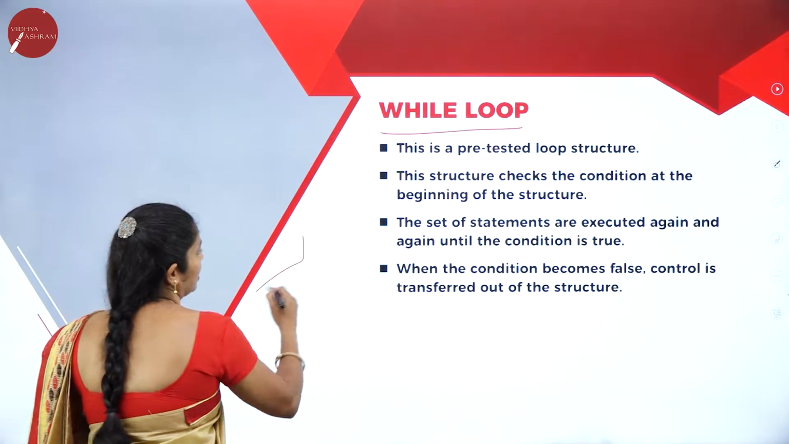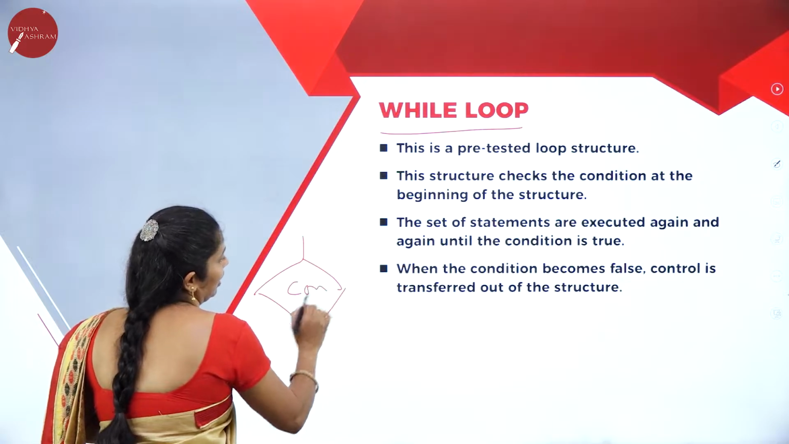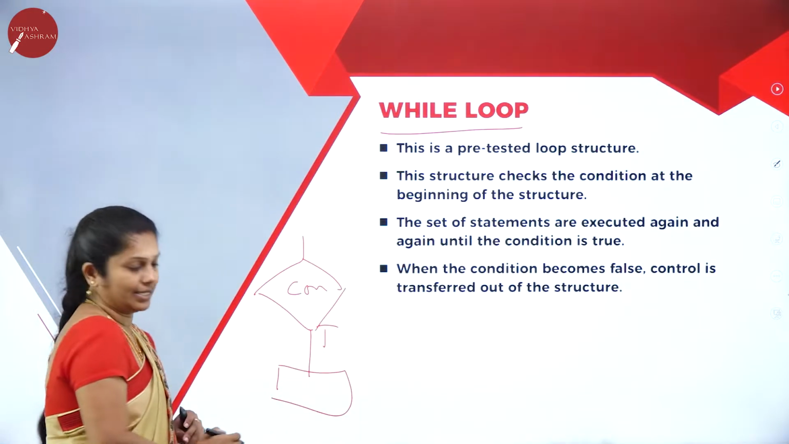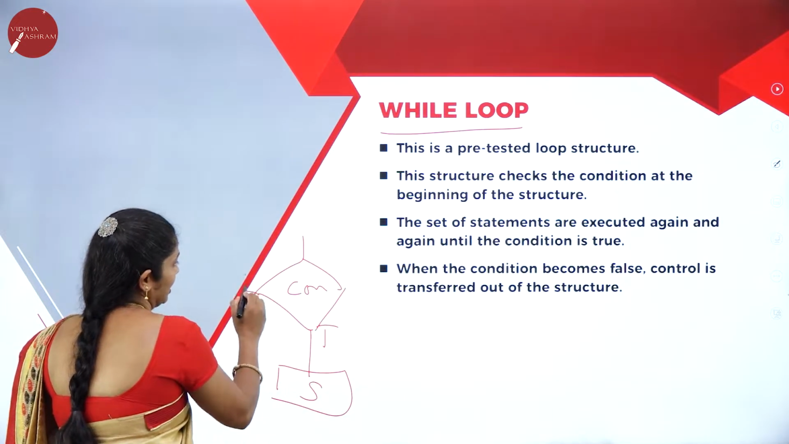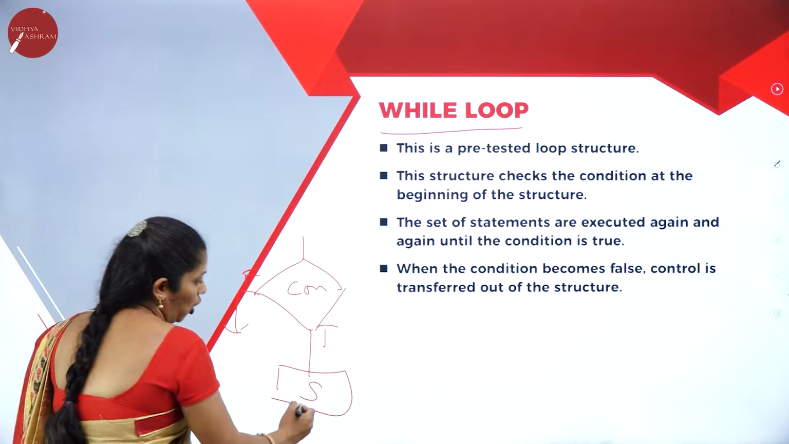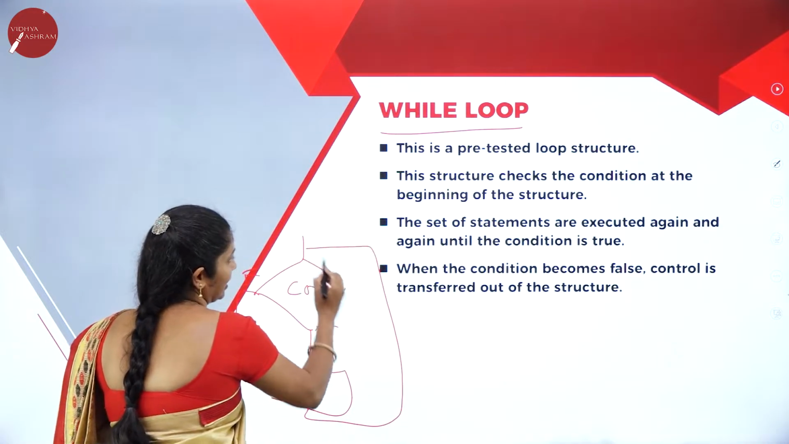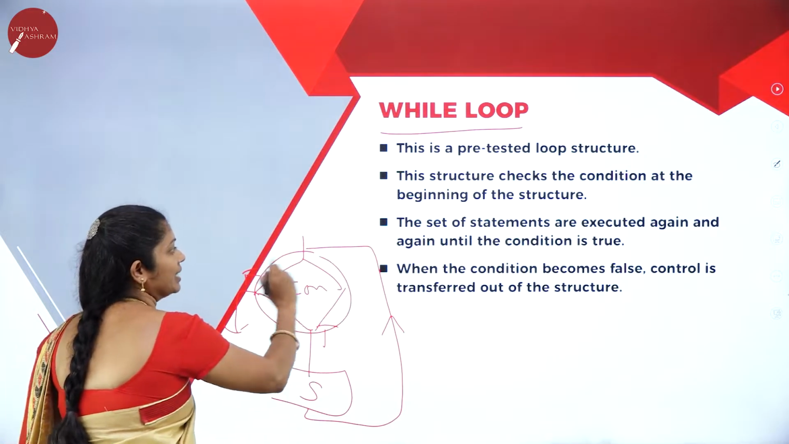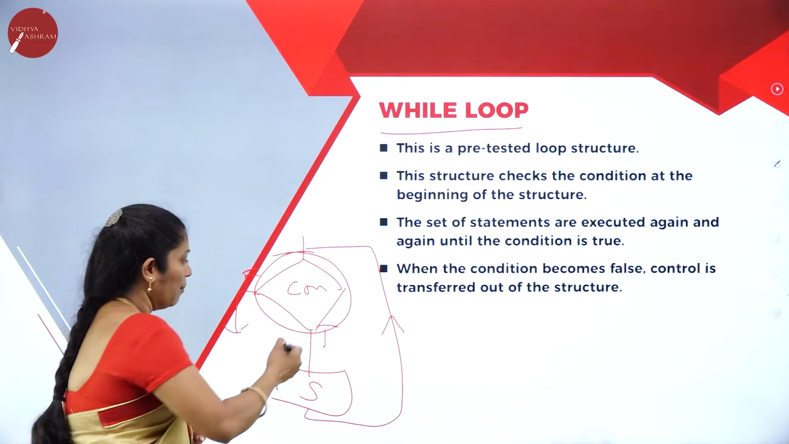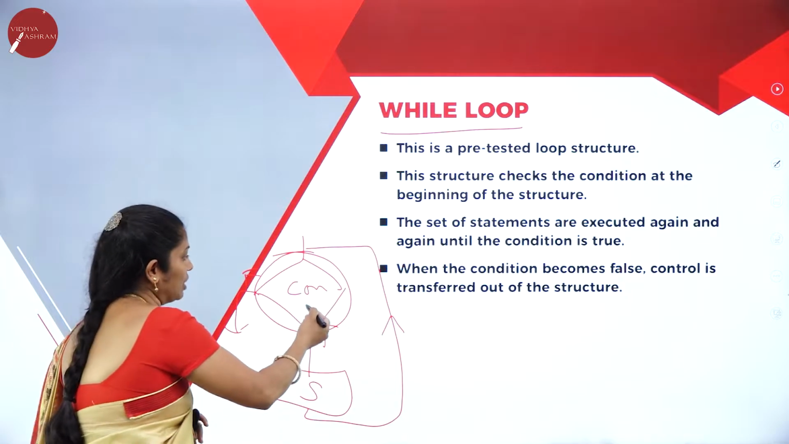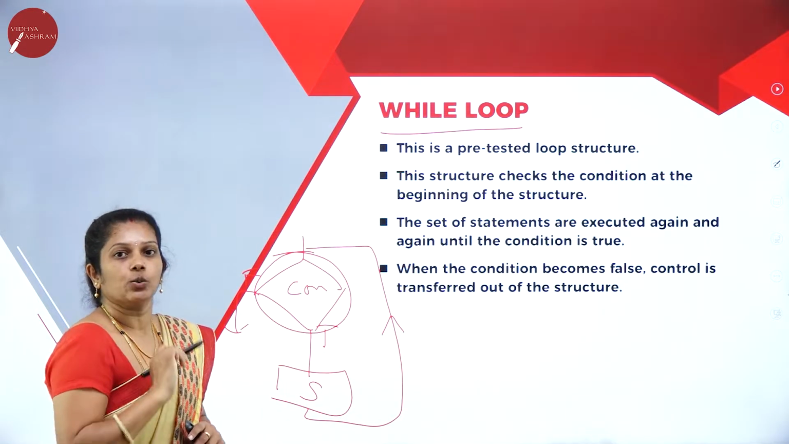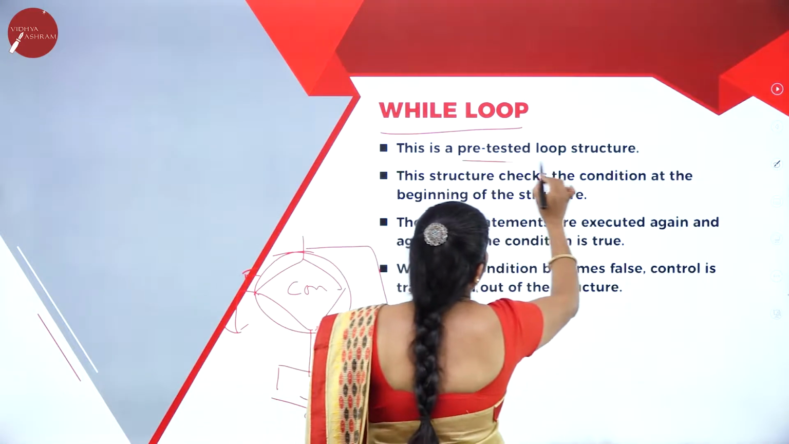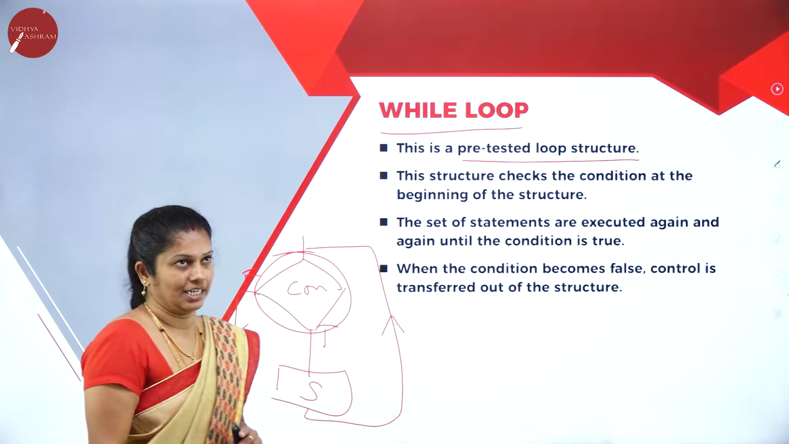For example, first it will check the condition. If this condition is true, then only it will go to execute the statement. If it is false, then it just exits here. After executing the statement, once again it will go back to check the condition. That's what is called as pre-tested looping. It means that before executing the statement, first it will check the condition. That's why it is called as pre-tested looping structure.